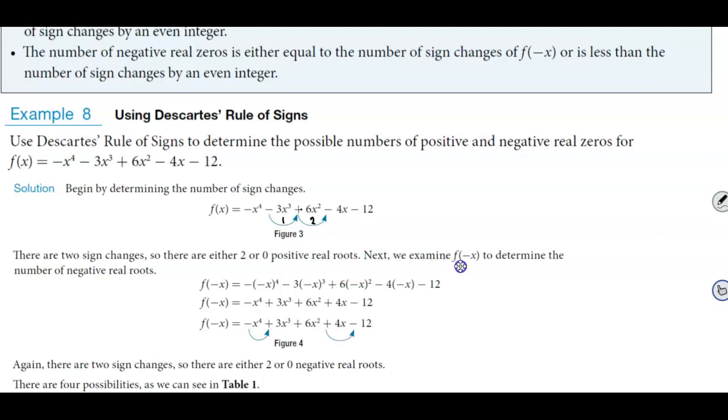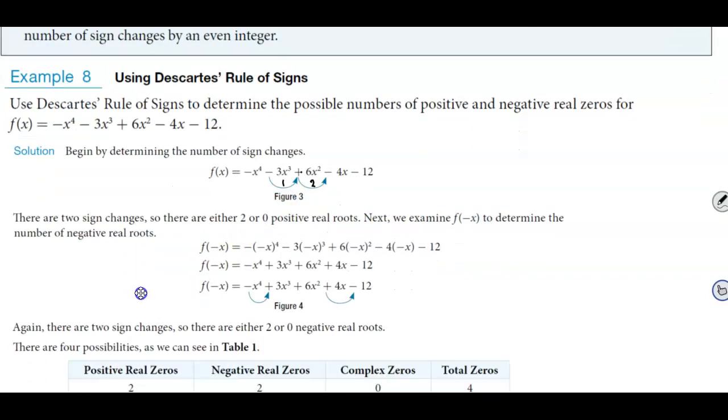Next, we have to examine f of negative x to determine the number of negative real roots. So we have to plug in negative x for each value of x and then simplify. So if we plug in negative x to the fourth power, it still stays positive, so you have negative x to the fourth. You have negative x cubed, which becomes negative x cubed times negative 3, which is plus 3x cubed. Plugging in negative x and squaring it makes it positive, so that remains plus 6x squared. Putting in negative x, multiplying it by negative 4 gives you plus 4x, and then we have minus 12.